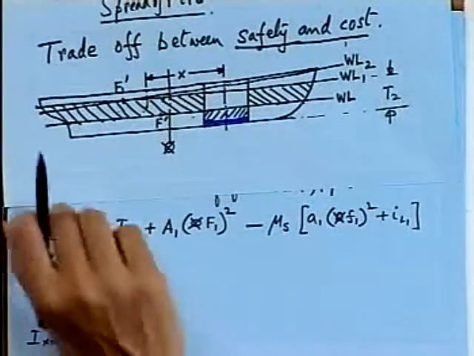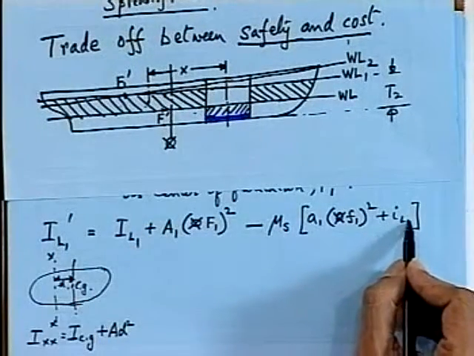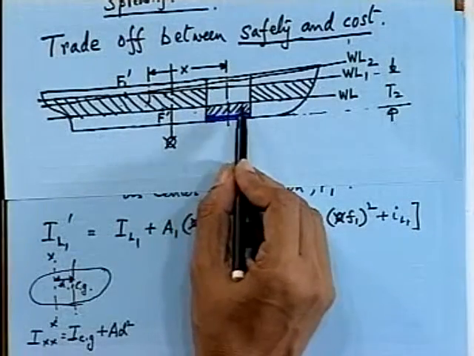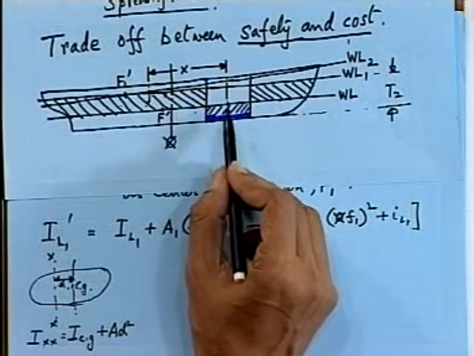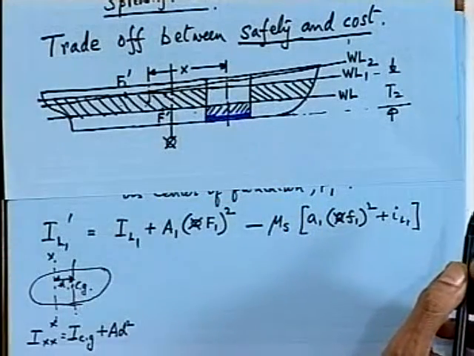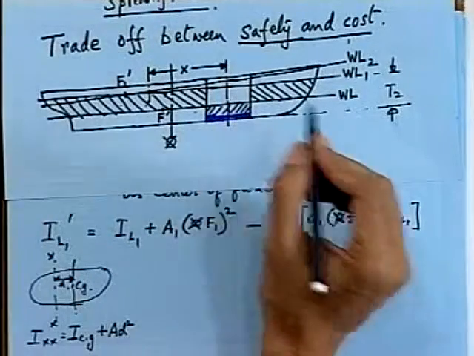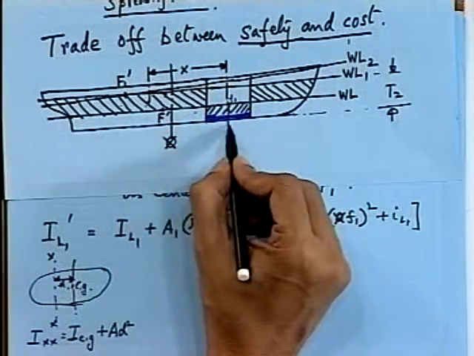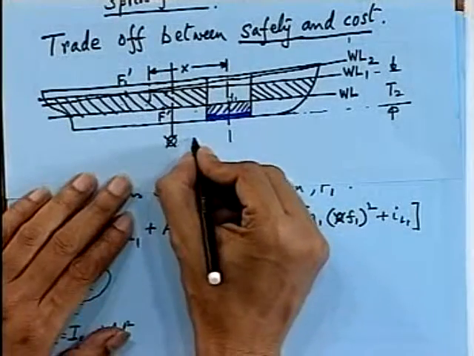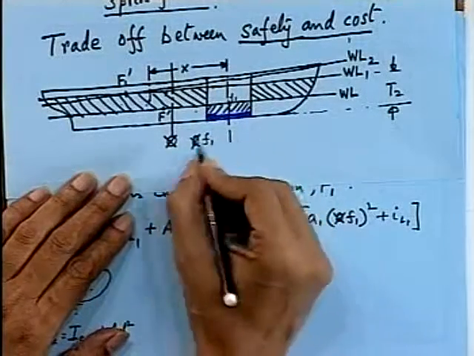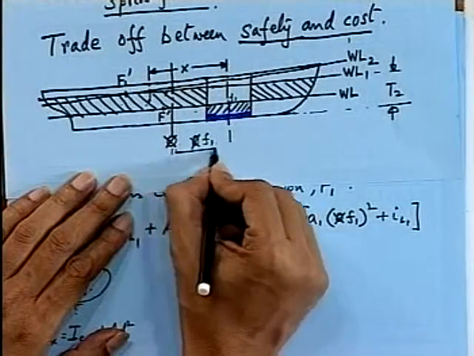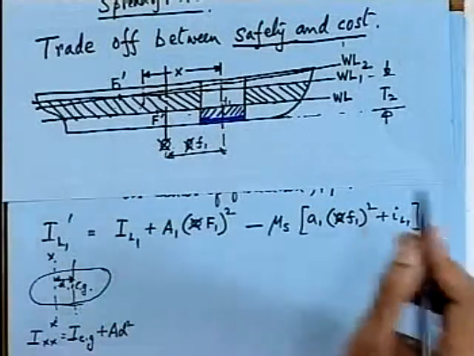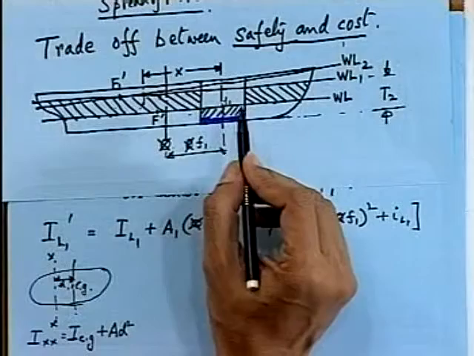So that is given by IL1, your moment of inertia about the axis going through the middle of the compartment, and midship, say this is your location of F1, somewhere here. So midship to F1 is this distance. So this is your midship F1. So about its own axis, it is IL1.